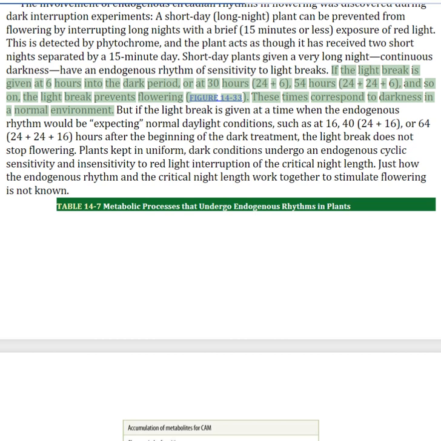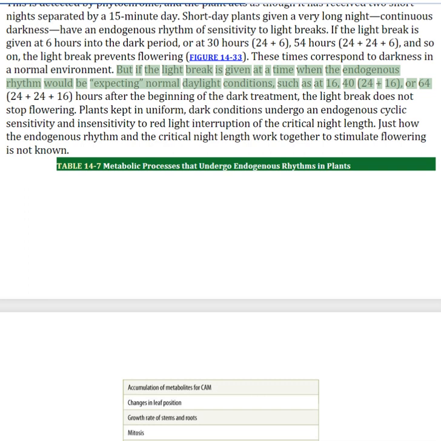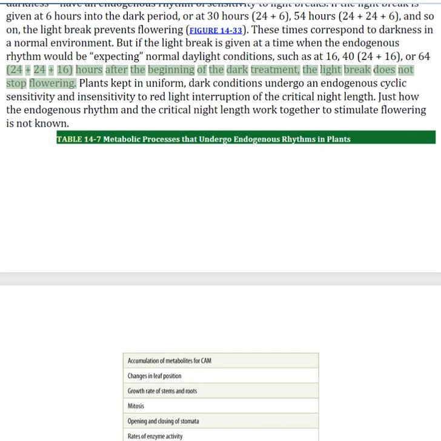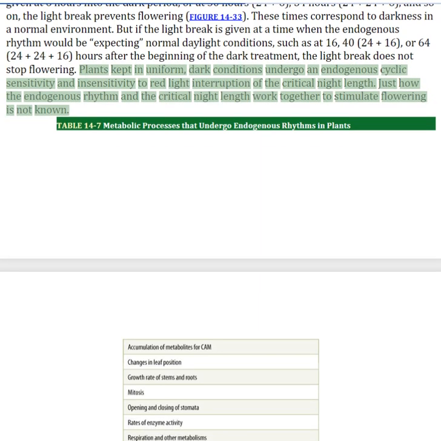Short-day plants, given a very long night, continuous darkness, have an endogenous rhythm of sensitivity to light breaks. If the light break is given at 6 hours into the dark period, or at 30 hours, 54 hours, and so on, the light break prevents flowering. These times correspond to darkness in a normal environment. But if the light break is given at a time when the endogenous rhythm would be expecting normal daylight conditions, such as at 16, 40, or 64 hours after the beginning of the dark treatment, the light break does not stop flowering. Plants kept in uniform, dark conditions undergo an endogenous cyclic sensitivity and insensitivity to red light interruption of the critical night length.